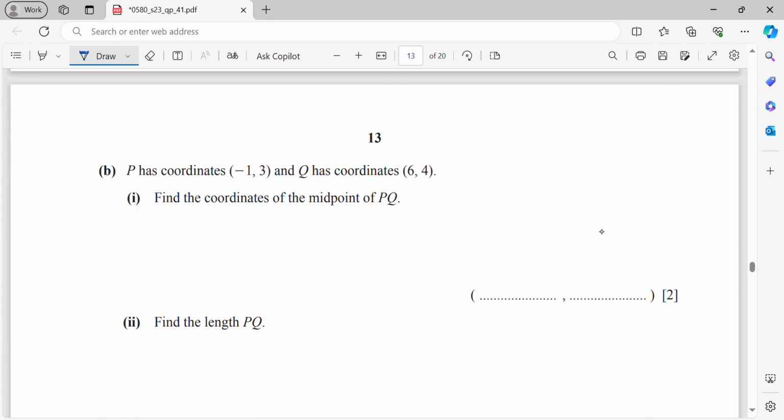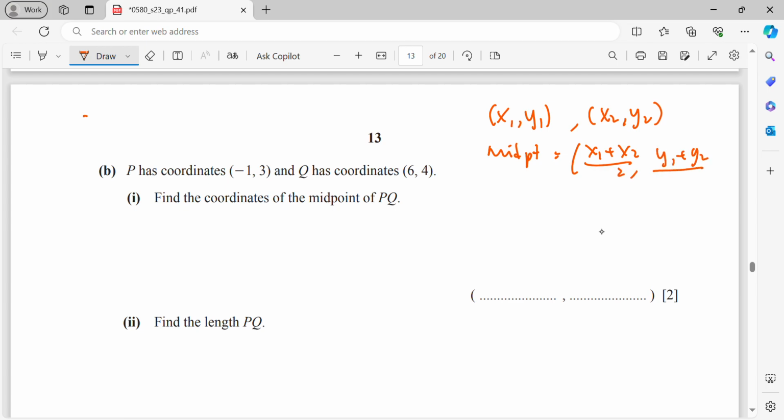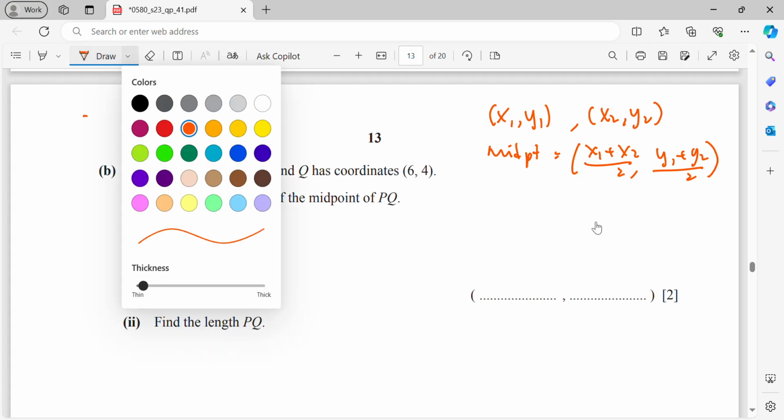Okay, for part B, P has coordinates minus 1, 3, and Q has coordinates 6, 4. Find the coordinates of the midpoint of PQ. When you have 2 points, let's say x1, y1 and x2, y2, the midpoint is x1 plus x2 divided by 2, y1 plus y2 divided by 2. That's the formula for midpoints.